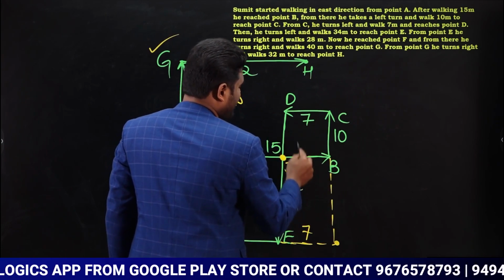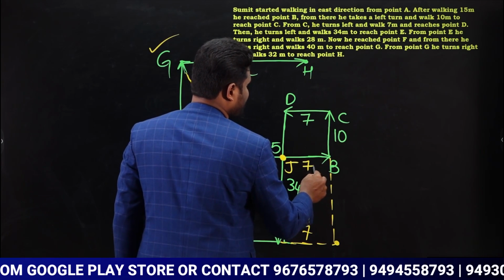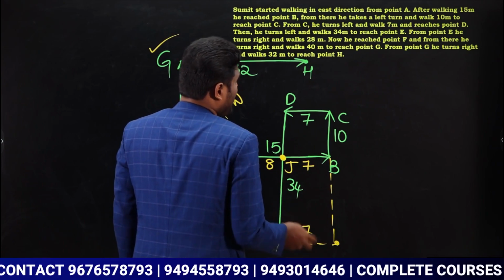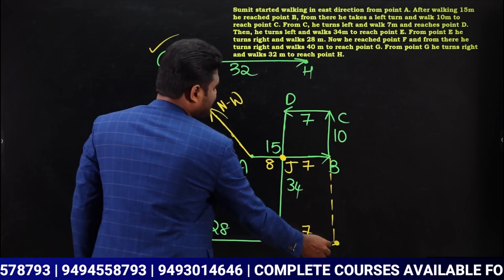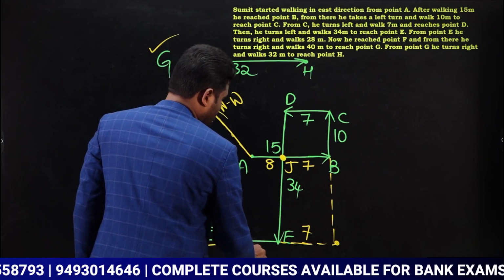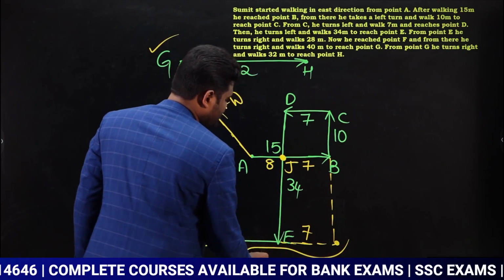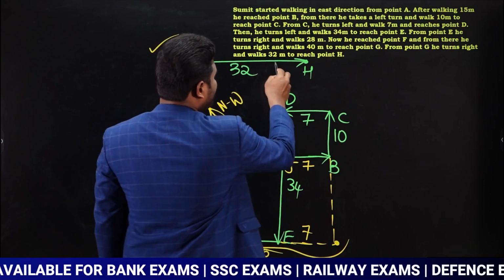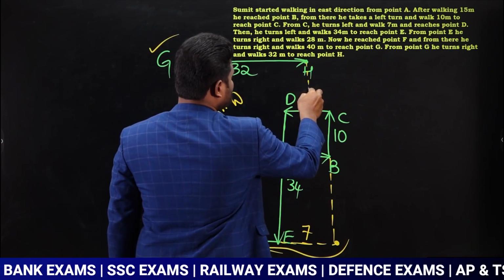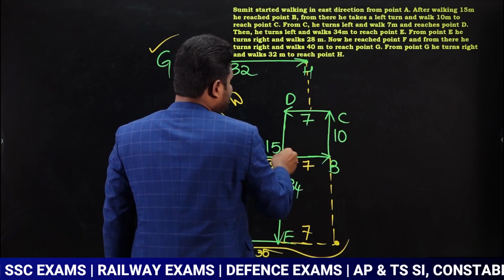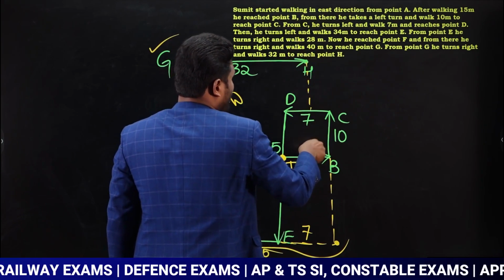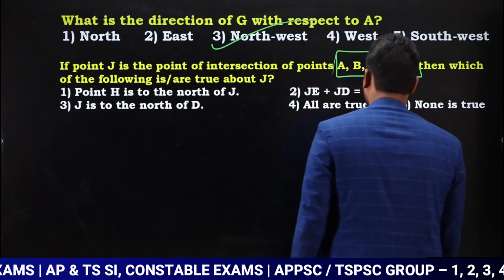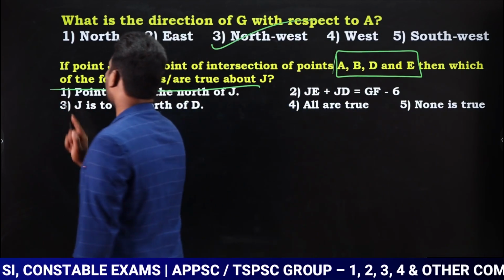Why is this 7? If this is 7, obviously this will also be 7. And what about this one? This is going to be 8. So this will also be 7. But if you observe here, 28 plus 7 means the total distance is going to be 35. But here it is only 32. So J is at this point, H is at this point. Now how can we say it is in the north direction? No, we can't say it is in the north direction. So this is going to be the wrong answer.